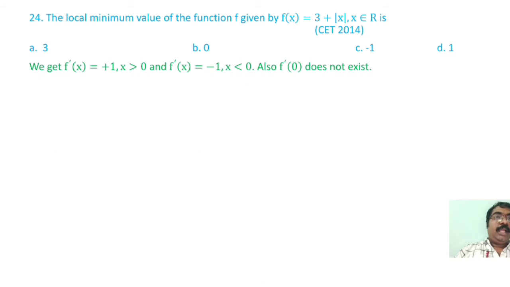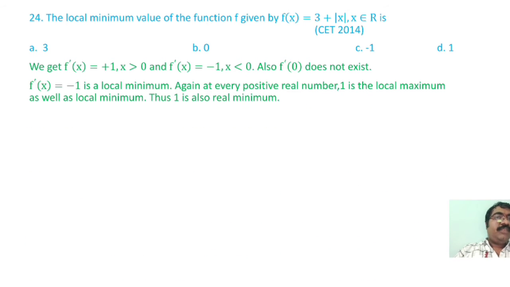If you take f of x equal to 3 plus x, differentiation gives f dash x equal to 1 where x is greater than 0. If you take 3 minus x, f dash x will be minus 1 where x is less than 0. Also f dash of 0 does not exist. So f dash of x changes from minus 1 to 1, giving a local minimum. Again, at every positive number, 1 is also a local minimum as well as a local maximum. Therefore 1 is also a real minimum. So the options are C and D.